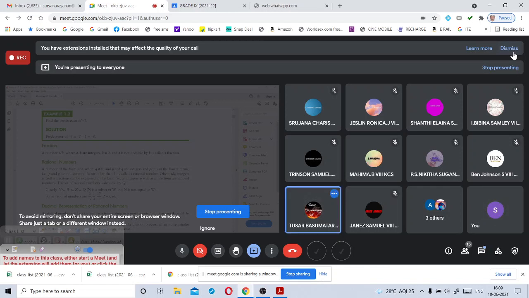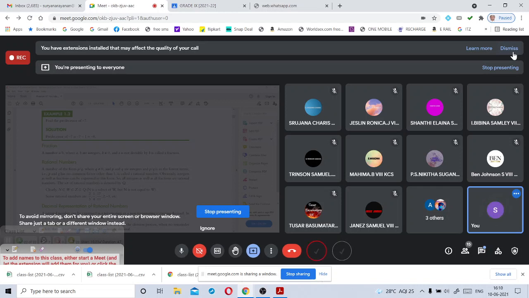Sir, a number of the form P by Q, where Q is not equal to 0, and P and Q are integers. Yes, that only. Previously, you missed this point. You had not said that P and Q are integers. That is why I asked you again.